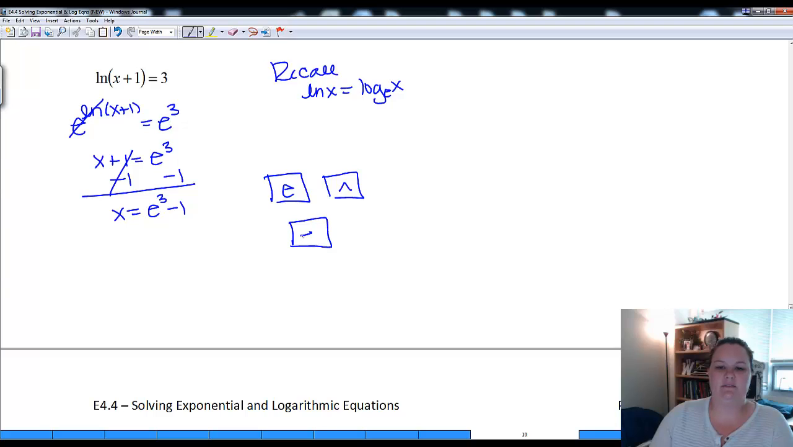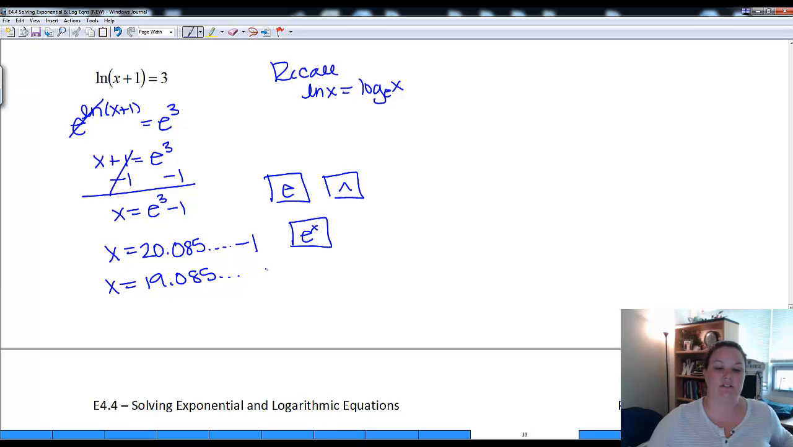Some of you may even have an e to the x button, something of that sort. So when I do e cubed on my calculator, I end up with 20.085 and some more stuff. Minus 1 is going to give me 19.085 and some more stuff. And then I'm going to round it to the nearest hundredth, which again is that second decimal place. So I end up with x is equal to 19.09.